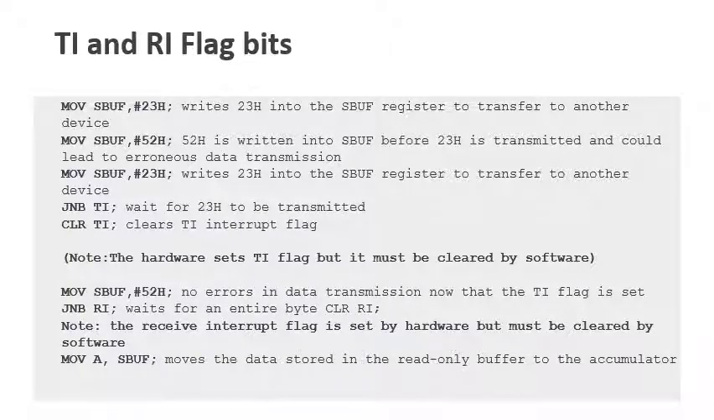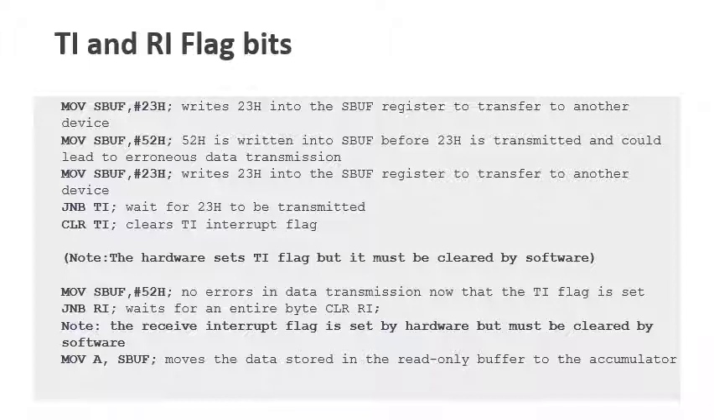TI and RI flag bits. The TI and RI flags play a very important role in serial communication. Let us say you want to transmit data to an external device and you place it in the serial buffer register, but before it is transmitted, you send another character to the serial buffer register. This could cause an issue of overlapping. MOV SBUF, #23H will write 23H into the serial buffer register to transfer to another device. MOV SBUF, #52H: 52H is written to SBUF before 23H is transmitted and could lead to erroneous data transmission.